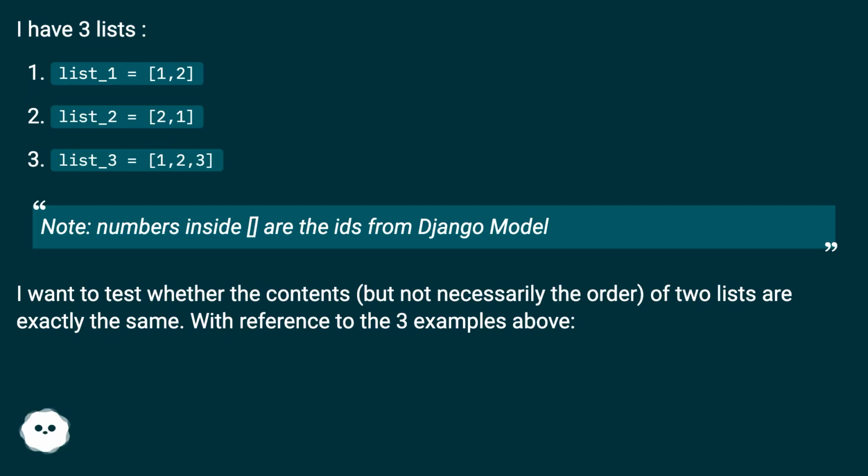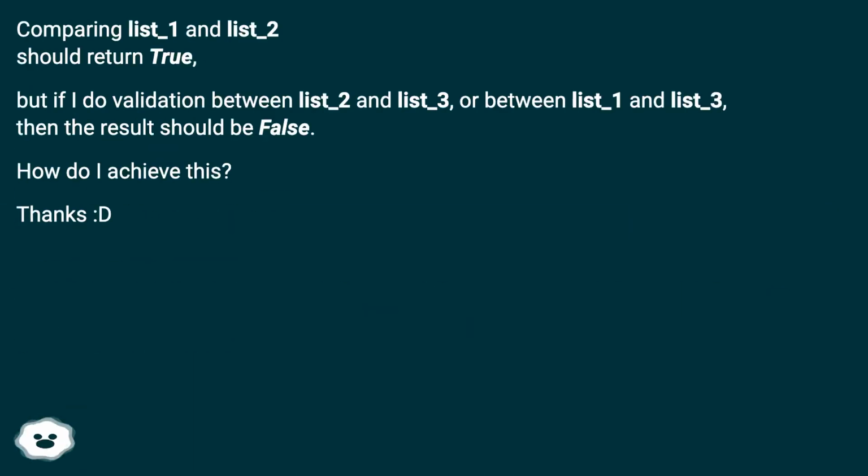I want to test whether the contents, but not necessarily the order, of two lists are exactly the same. With reference to the three examples above, comparing list_1 and list_2 should return true. But if I do validation between list_2 and list_3, or between list_1 and list_3, then the result should be false. How do I achieve this? Thanks, D.